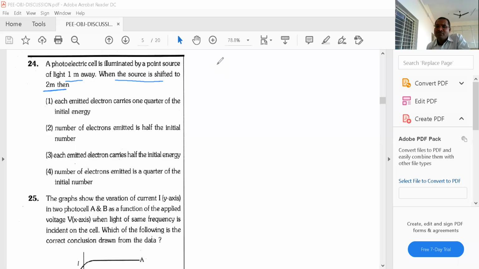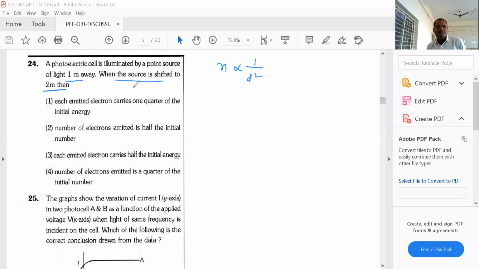See, the number of photoelectrons, as I just told you, is inversely proportional to the square of the distance. Whereas the energy carried by the photoelectrons does not depend upon the distance. Whatever the distance, the energy remains the same, but the number of photoelectrons will change. This is the point you need to remember. Energy does not change.